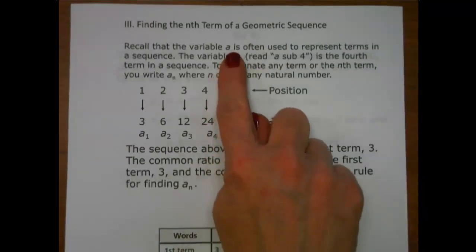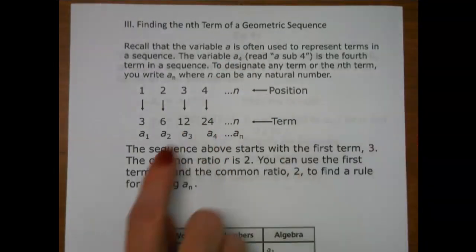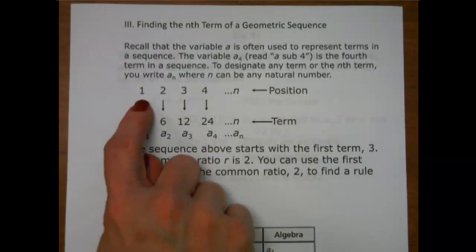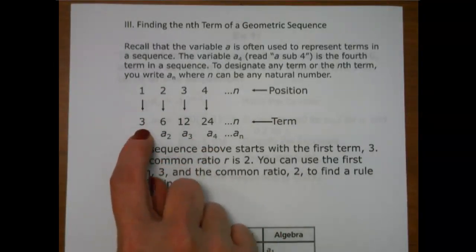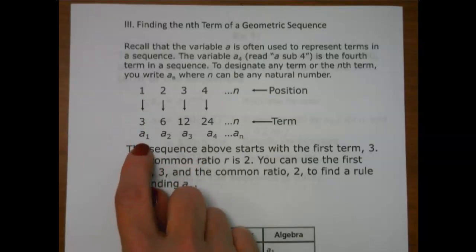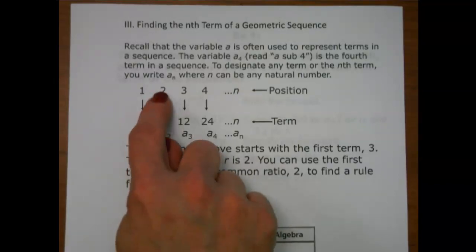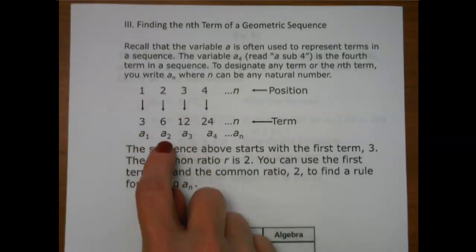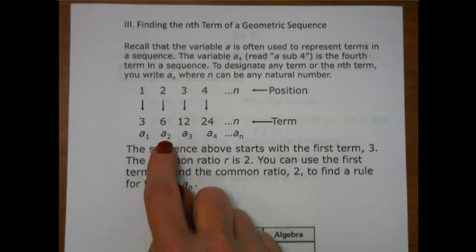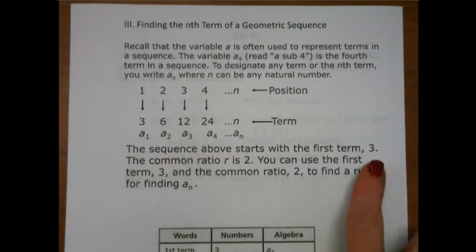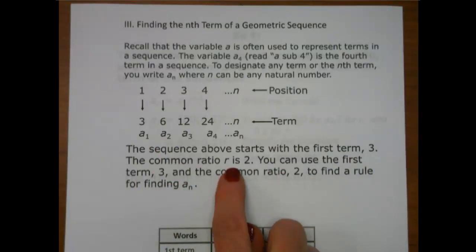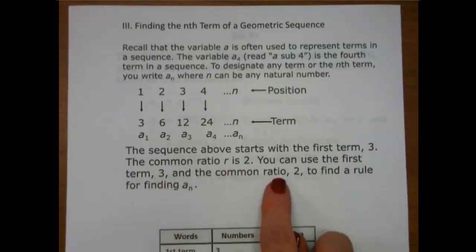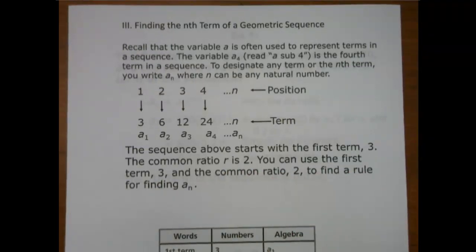Usually, the variable a is used when they're talking about sequences. And in a sequence, each number has a position. So your first number in the sequence, which in this case was 3, is called a sub 1. That little 1 down at the bottom is said "a sub 1." The second term in a sequence, position number 2, the actual term is 6, that's called a sub 2. So this is just teaching you some notation. So the first term is 3, common ratio R is 2. You can use the first term 3 and the common ratio of 2 to find a rule for finding a sub n. So let's look at how we can find that rule.